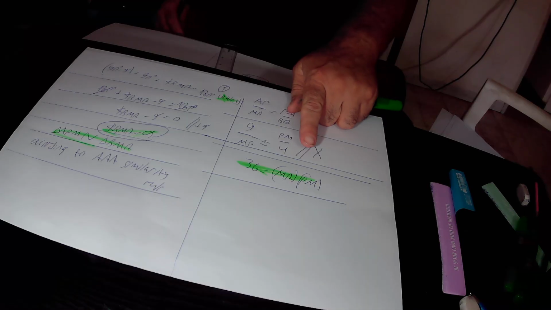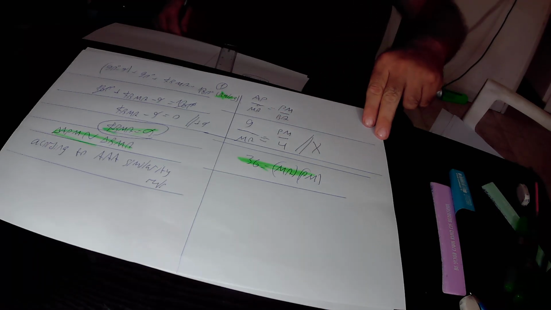We already found out that MQ times PM equals 36.